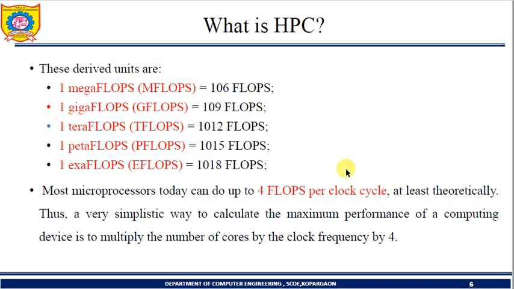Then most microprocessors today can do up to 4 floating point operations per clock cycle. That means in one clock cycle, 4 floating point operations are executed by the microprocessors available today. At least this is theoretically, but a very simplistic way to calculate the maximum performance of a computing device is to multiply the number of cores by the clock frequency by 4. So this is the way we can calculate the performance of a particular device.